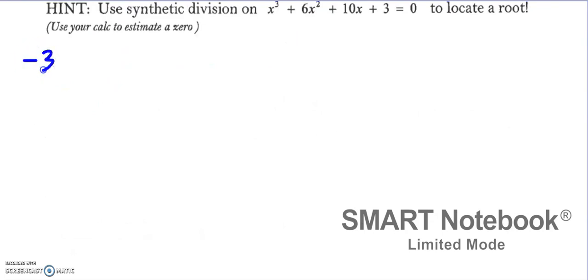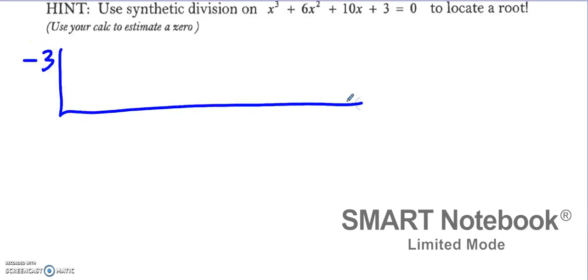So I'm going to do -3. Coefficients are 1, 6, 10, 3. So I'm going to pause here. I want you to try and do this synthetic division on your own. So pause the video, unpause when you're ready to check your synthetic division, and then we'll move on from there.